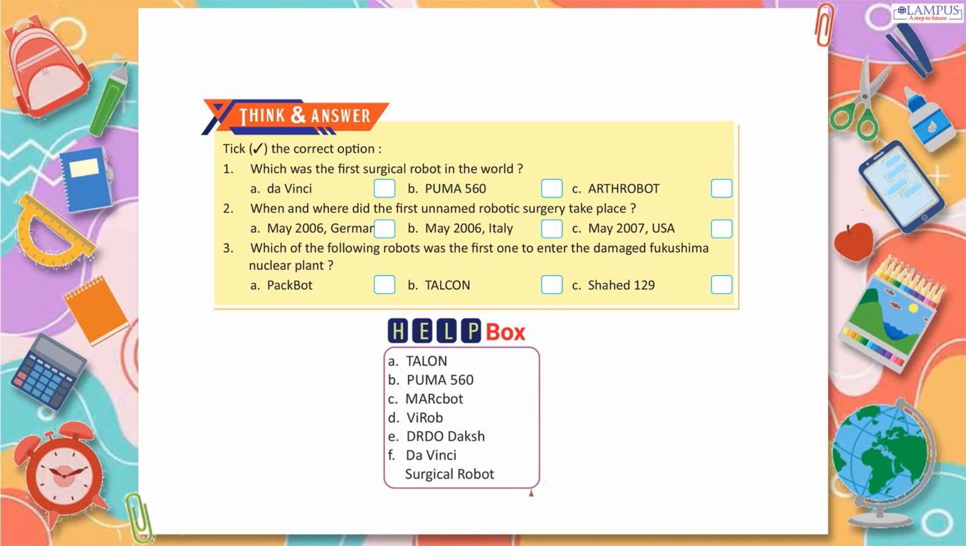Shaheed 129. Health box. A. Talon. B. Puma 560. C. MARCbot. D. Virob. E. DRDO Daksh. F. Da Vinci surgical robot.